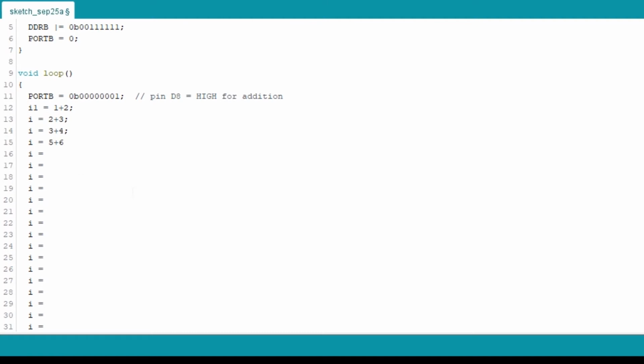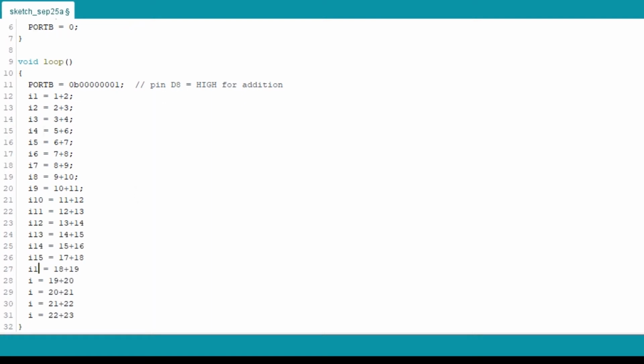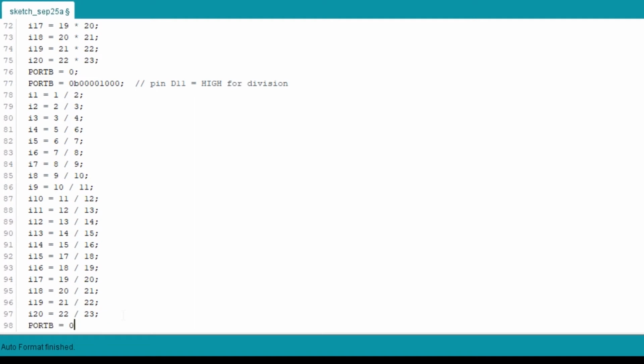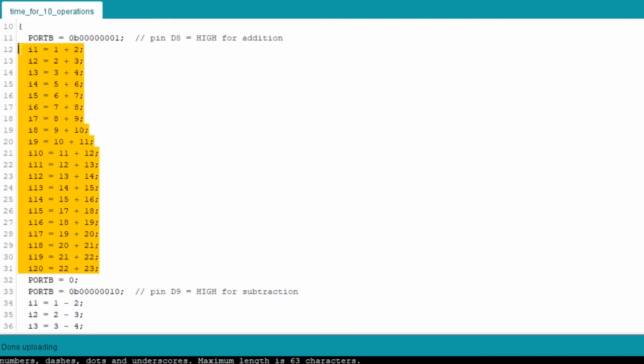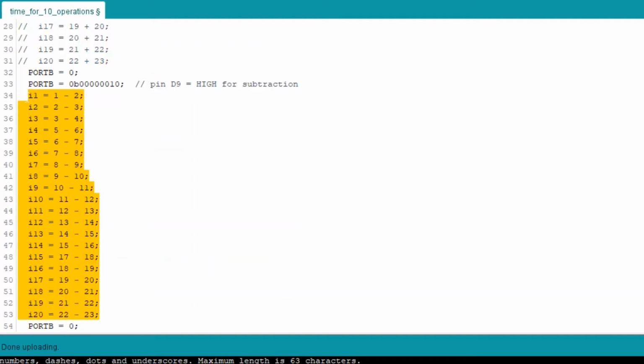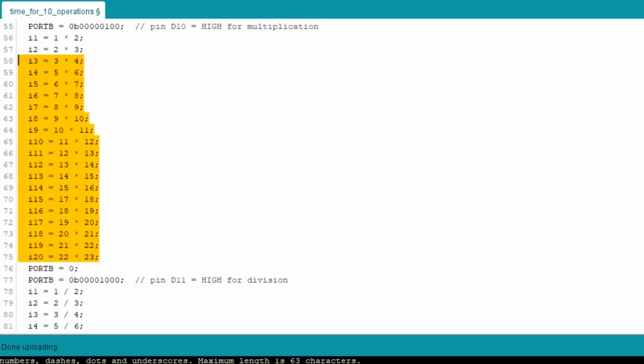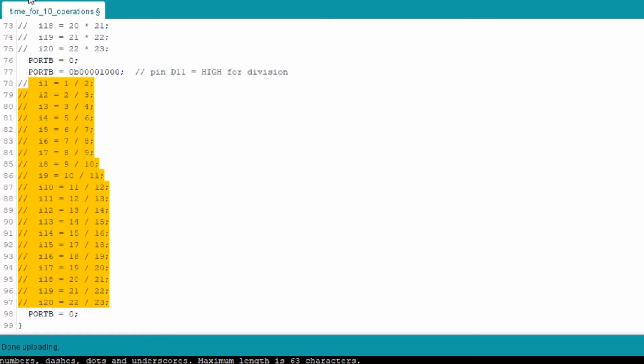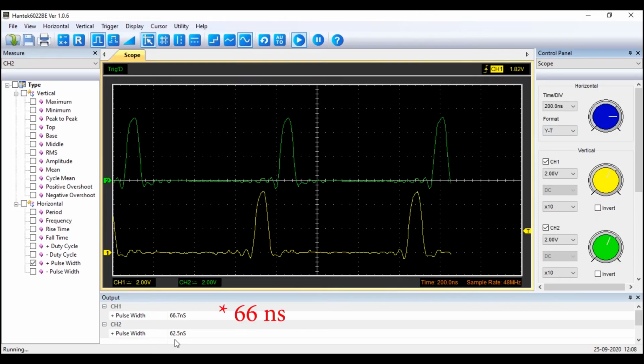When the MCU is performing addition, digital pin 8 will be high. During subtraction, pin 9 will be high. Similarly, pin 10 will be high during multiplication and pin 11 during division. At first, I'm commenting out all the arithmetic code to get a baseline result. The Arduino takes around 107 nanoseconds to take a pin from low to high and high to low.